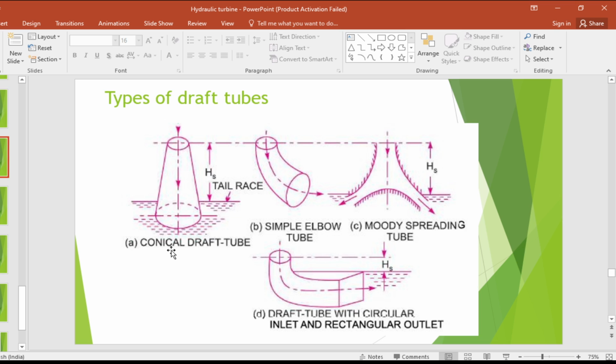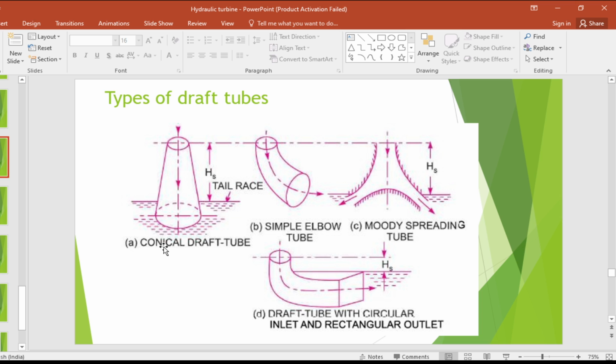This first one, A, is your conical draft tube. This is the simple elbow tube. This is the Moody spreading tube. And this last one is the draft tube with circular inlet and rectangular outlet. Here you can see circular inlet and rectangular outlet. This is the Moody spreading tube, simple elbow. This is the shape of elbow, and this is a conical draft tube.